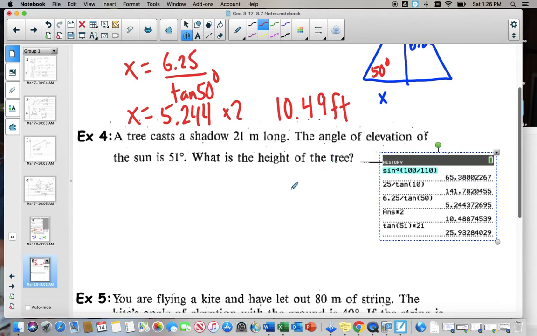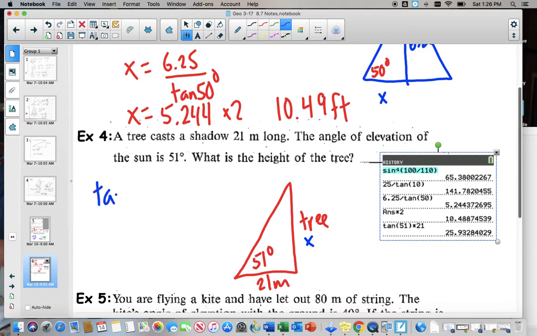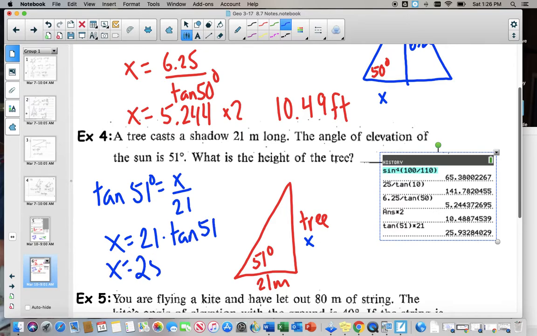Last one, and this is sort of a very famous style problem. We have a tree and a shadow. So this is the tree, shadow of 21 meters, and the sun is 51 degrees. So then we look at this. This is tangent 51 degrees equals x over 21. So x is going to equal 21 times the tangent of 51. So x equals 25.393, sorry, and that would be meters.